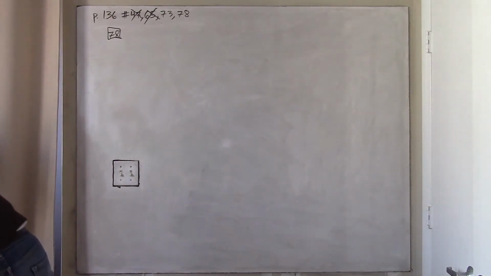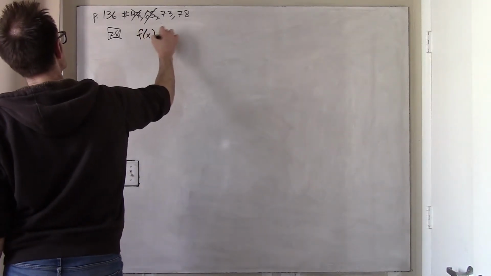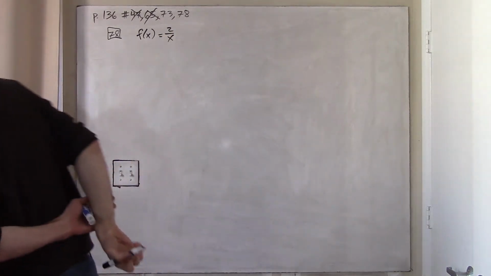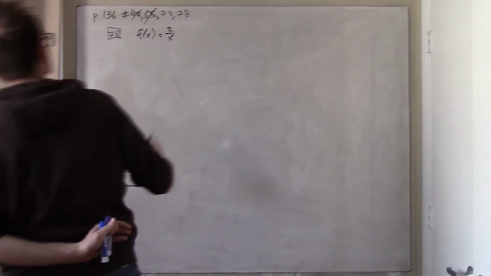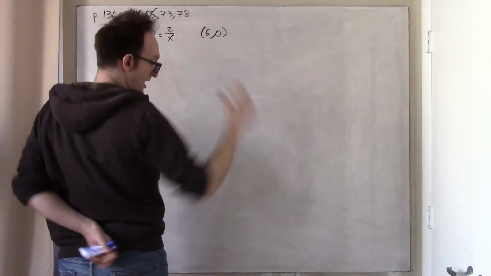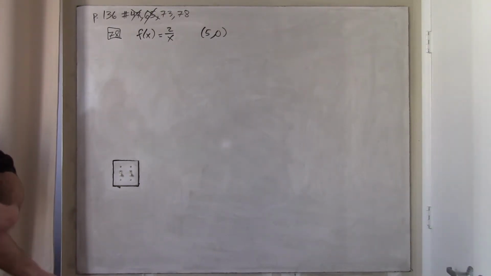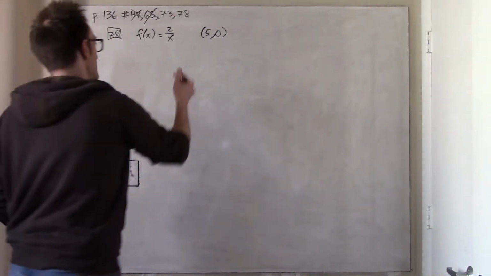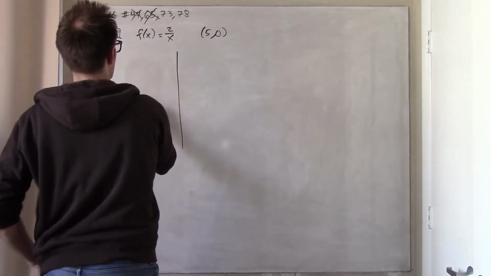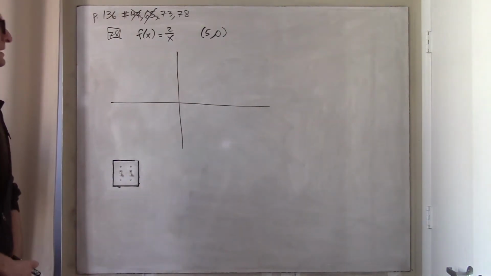So what is 78? It gives you a function, f of x equals 2/x, and it gives you a point that's not on that function. The point is (5, 0). And the directions are, find the tangent line which goes through the point (5, 0) and is tangent to the graph of this function. So this is another problem that tests your flexibility and understanding of differentiation.